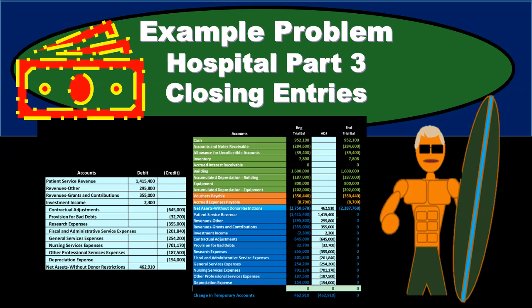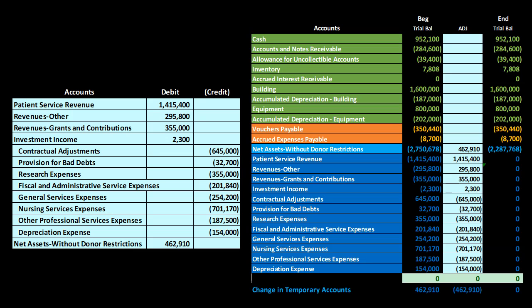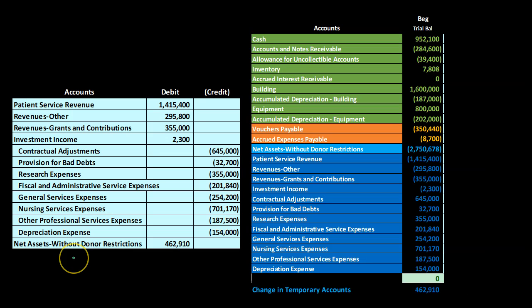In this presentation, we will continue on with part 3 of our example problem related to a hospital. We'll be recording the closing entries. In prior portions of this example problem, we've been recording transactions throughout the time period. Now we're at the end of the time period, and we'll be recording the closing entries, those end of the period closing process. Like with other for-profit types of organization, the closing process will be taking the temporary accounts and closing them out.